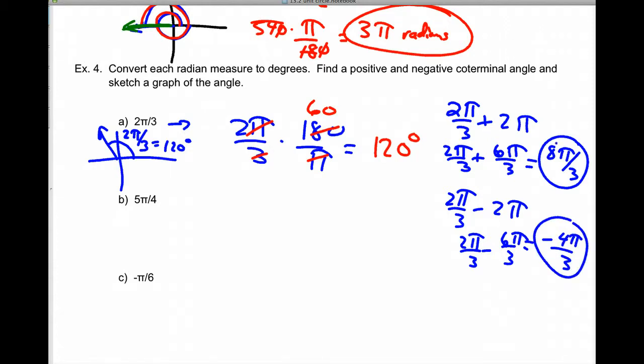Top one's 2 2/3 pi. 2 pi means go all the way around, and then you go 2/3 more. And negative 4/3 pi is the same as negative 1 1/3 pi. That's what this is right here: negative 1 and then a third more. Negative 1 1/3 or negative 4 pi over 3, same thing. Coterminal. I encourage you to try the 5 pi over 4 on your own and then check your answer with me.